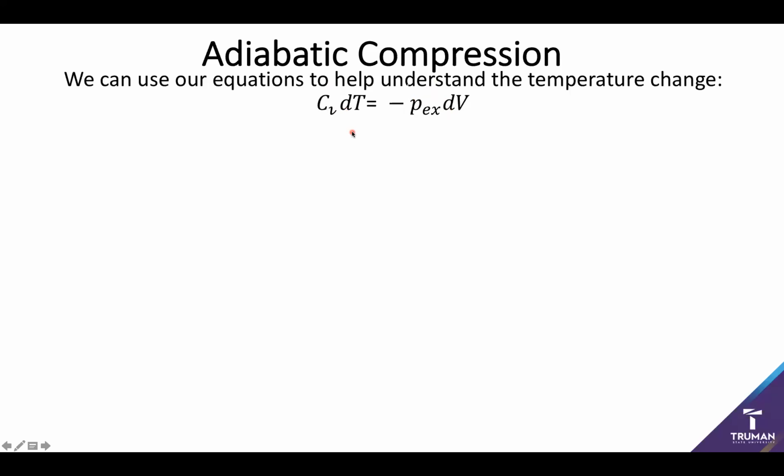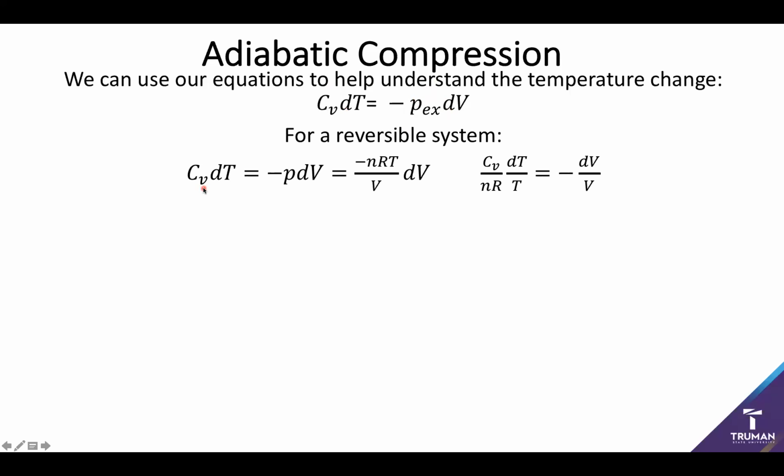So let's look at this in a little bit more detail. Since I have a reversible system, my external pressure just becomes pressure, and I've already made the assumption of an ideal gas, so I can substitute pressure with nRT over V.